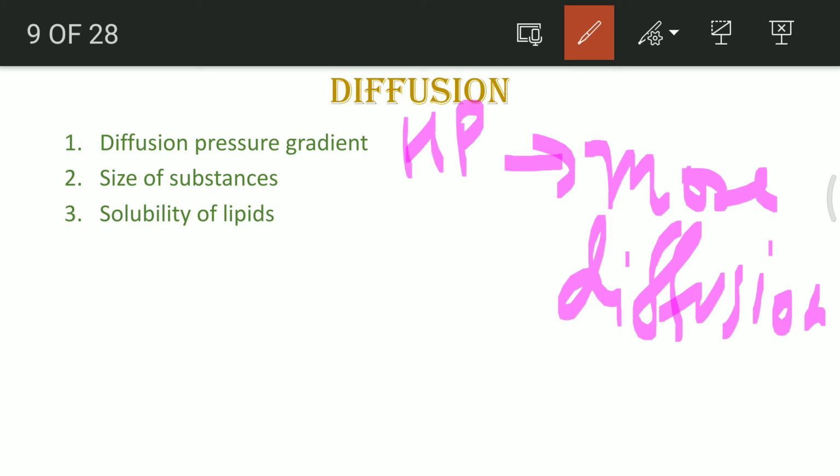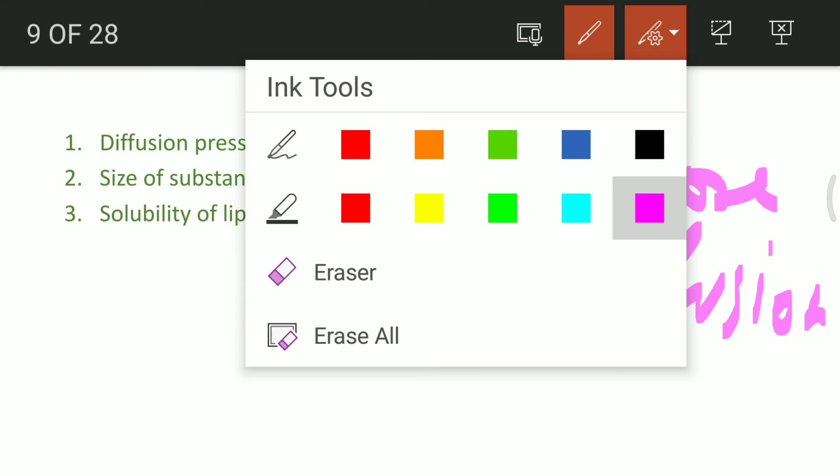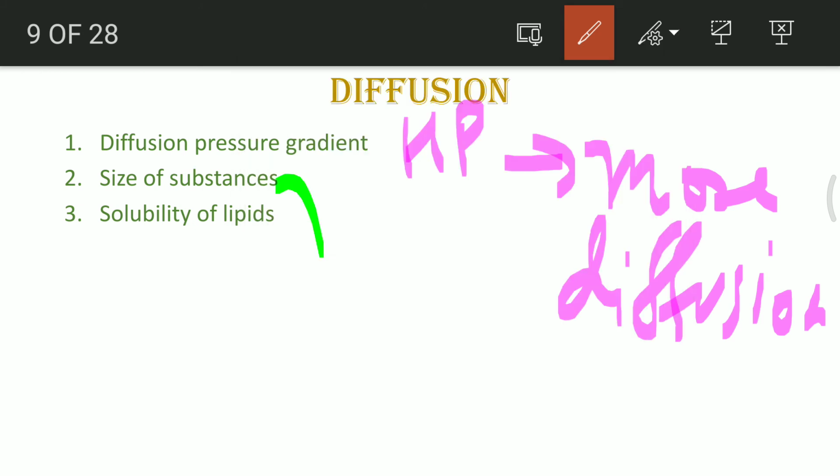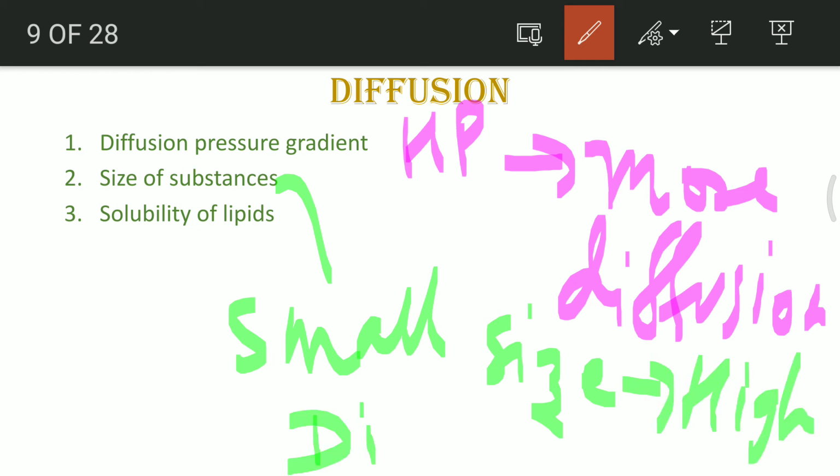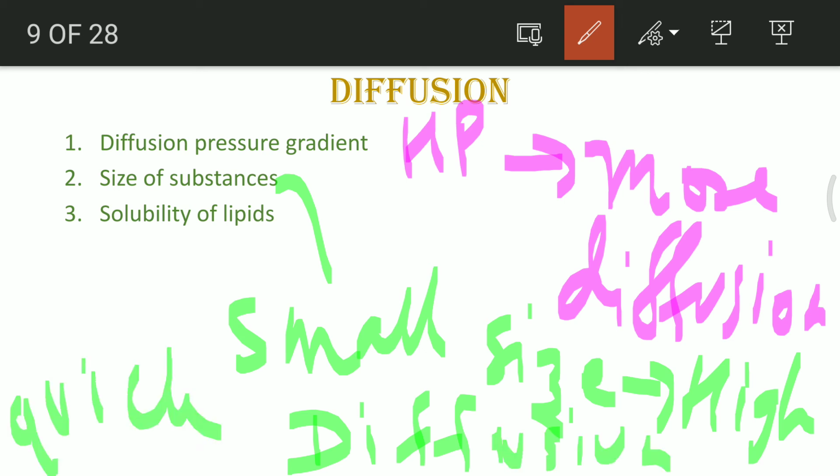Next is size of substances. Smaller the size, faster is the rate of movement. This is something which we are already aware of. So I should write: small size, high rate of diffusion, or quick diffusion. I'll just write quick diffusion.